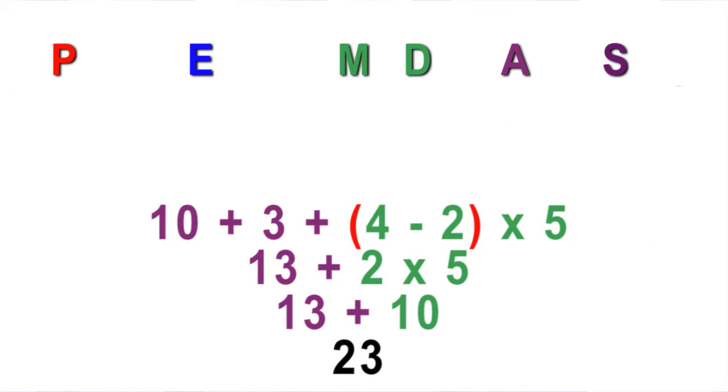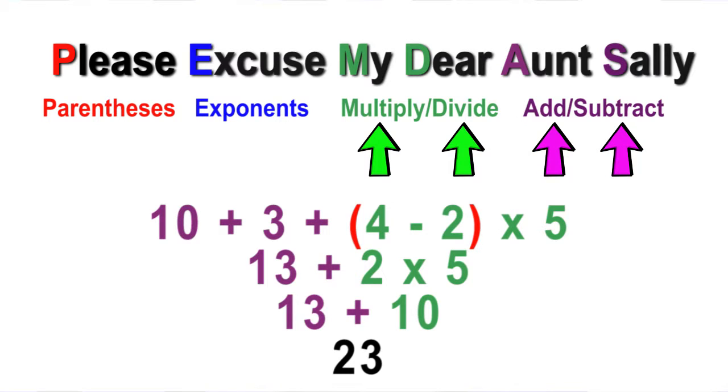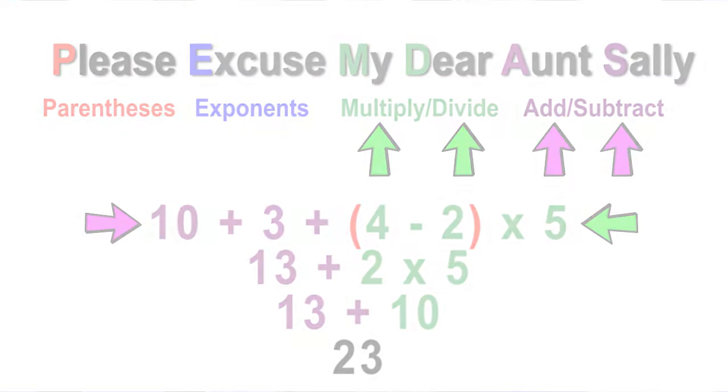A common misconception to note is that a mnemonic device such as PEMDAS, which is also known as Please Excuse My Dear Aunt Sally, can lead students to believe that multiplication must always be done before division, and addition must always be done before subtraction. Multiplication and division come before addition and subtraction simultaneously from left to right.